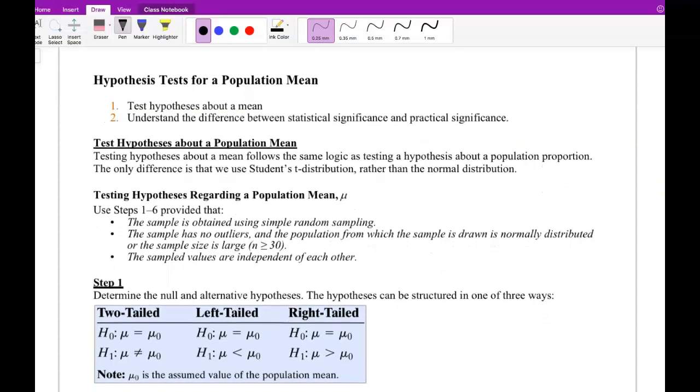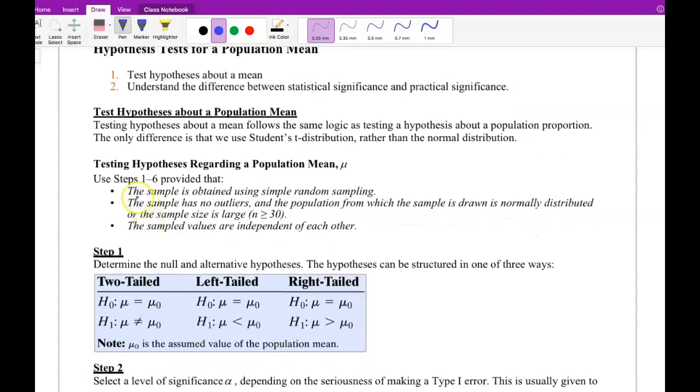Hello everyone. In this part we have hypothesis test for a population mean. Here again we have the same rules for testing. So the first step is that we should have all these requirements. The first requirement is that we should have a simple random sample.